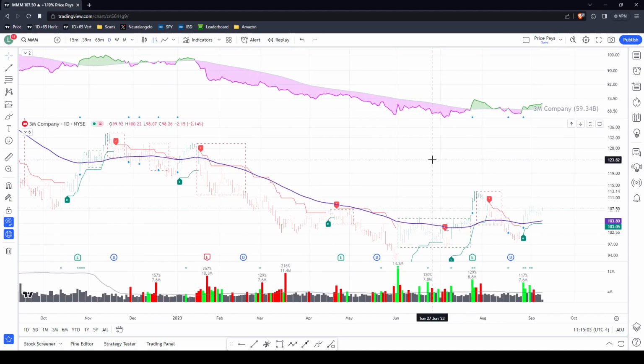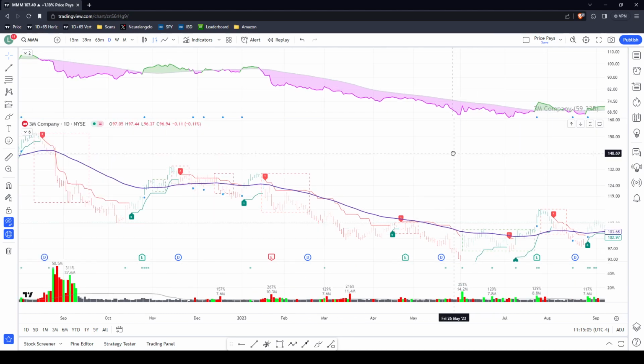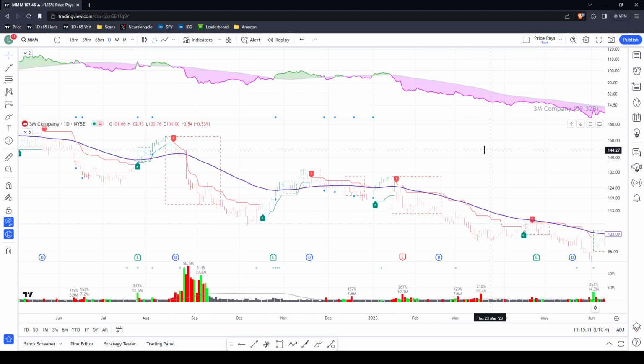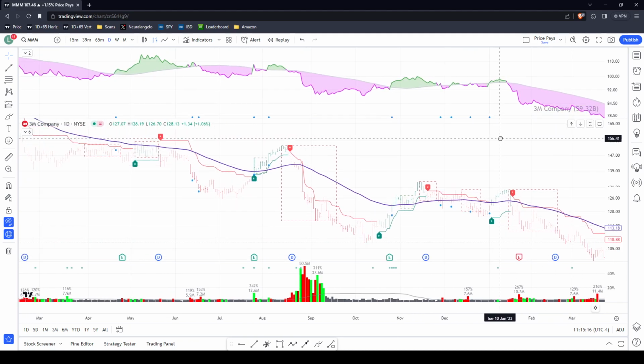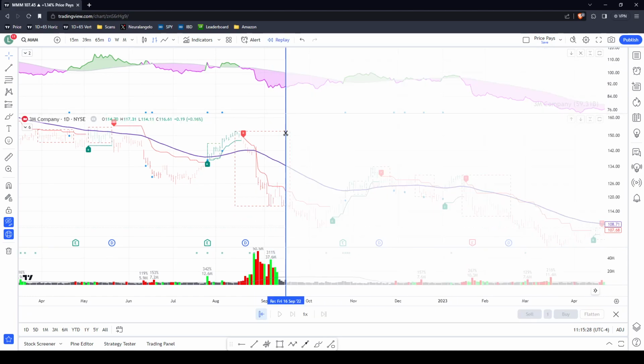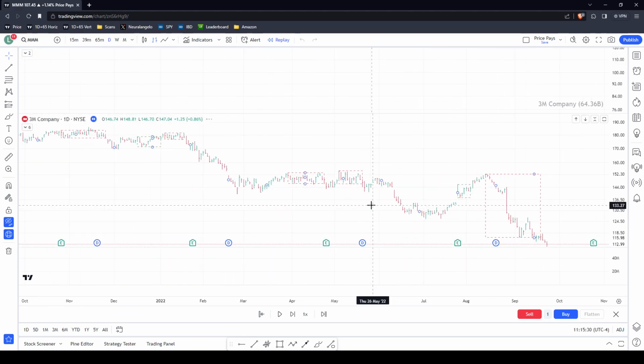Now, if you take a look at the daily chart on Triple M, MMM, this is 3M company, the blue chip company. And you can see by the RS line that it really hasn't been performing that well. So, what would be a good spot to go back in time? Maybe, how about just right here where it's trying to turn? All right, so let's use the bar replay feature and just click right there.